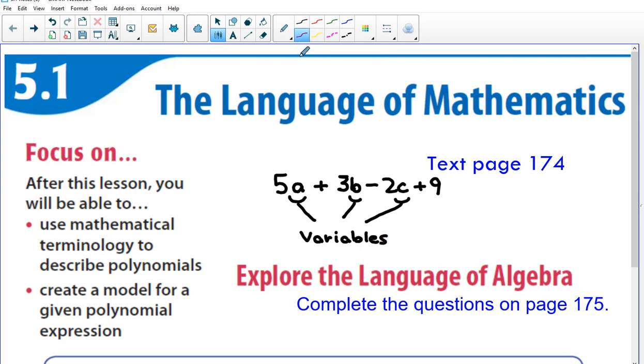Okay, next, the numbers that are multiplied to the variable. They're attached to the variable, so the 5, the 3, and the 2. These numbers are called coefficients. Okay, and last, when you have a number that doesn't have a variable attached to it, it's called a constant.